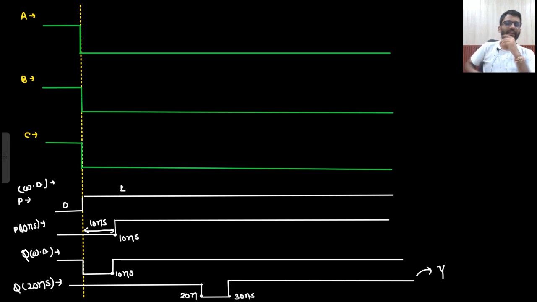So these kind of questions they can ask, that for what window you will have 0 output. In Y, for what window you will have 0 output? 20 nanosecond to 30 nanosecond. That would be the answer. What is the steady state value of Y? That is 1. So these kind of questions can come. Okay, let's solve more examples.